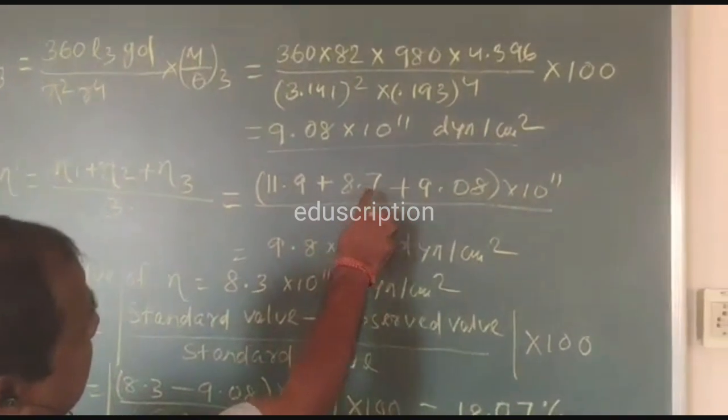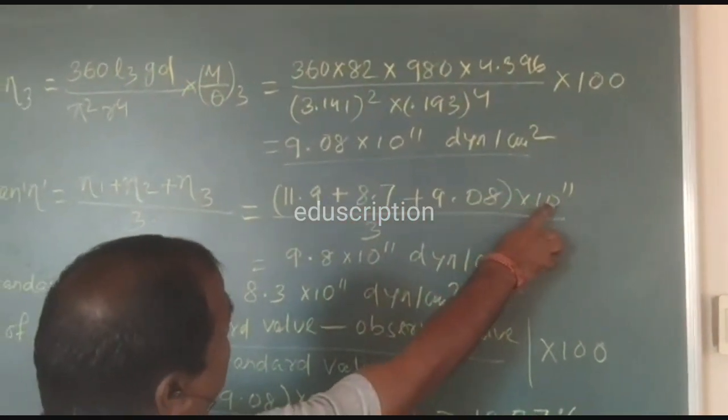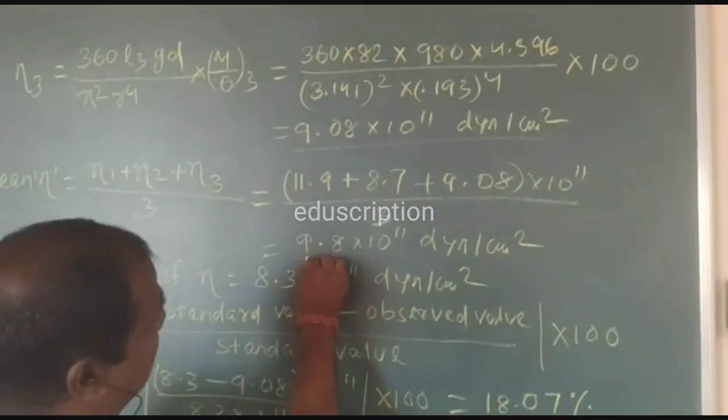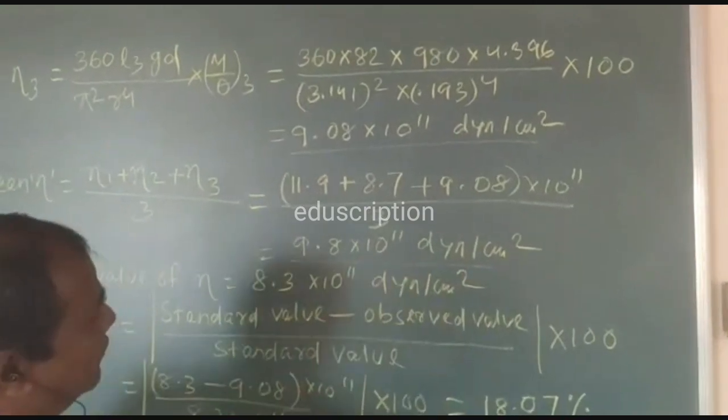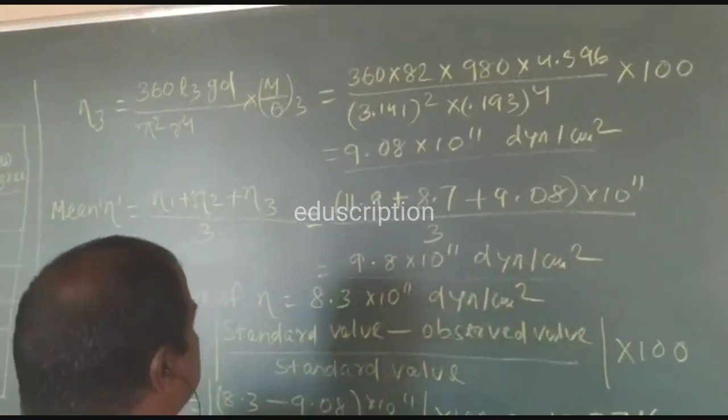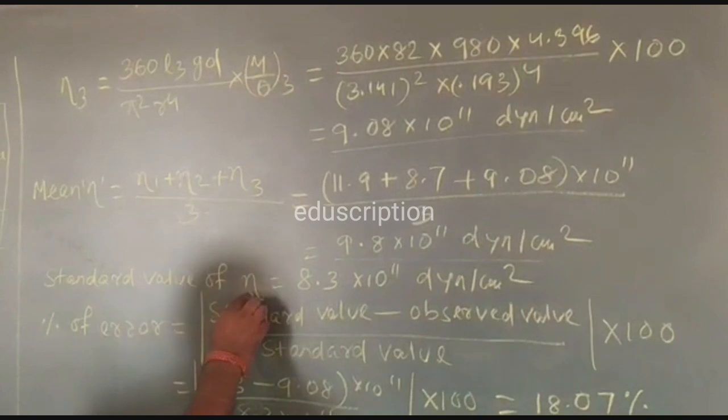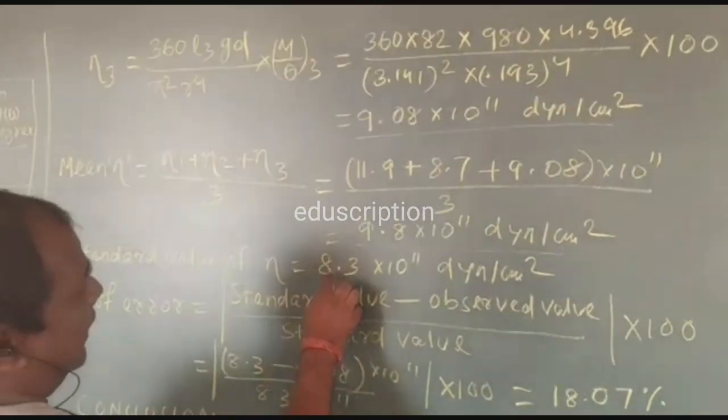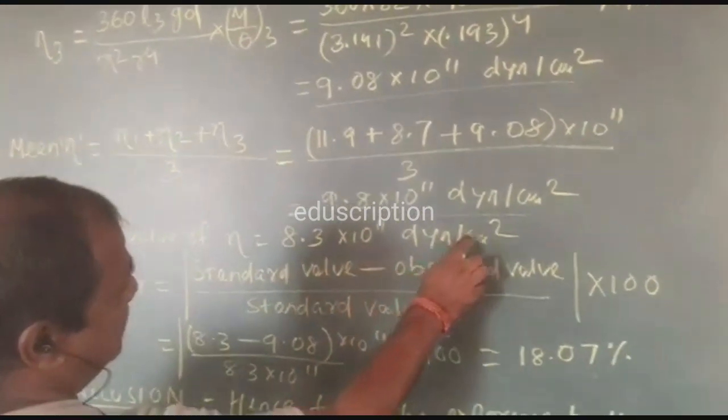So mean eta, that is eta 1 plus eta 2 plus eta 3 by 3, that is 11.9 plus 8.7 plus 9.08 all into 10 to the power 11 by 3, that is your 9.8 into 10 to the power 11 dyne per centimeter square. But your standard value of rigidity modulus is 8.3 into 10 to the power 11 dyne per centimeter square.